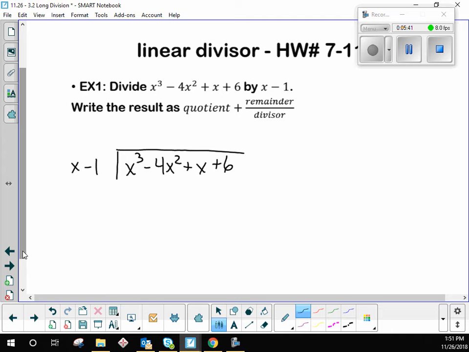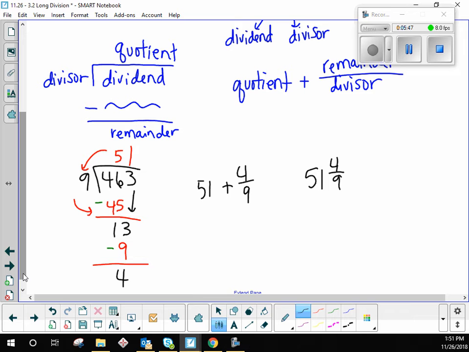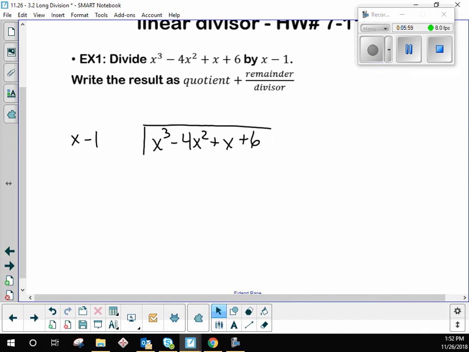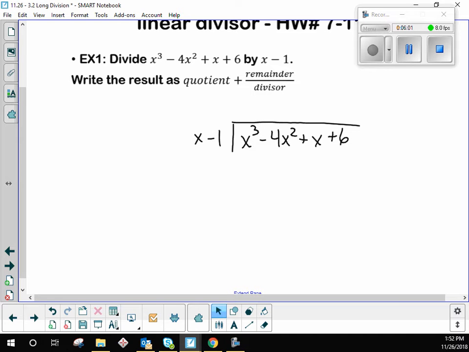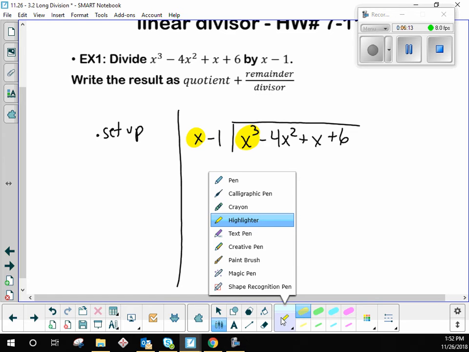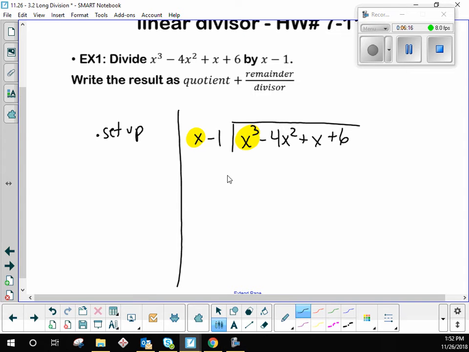Now here's the thing. When we just did this last problem, and I said 9 goes into 46 5 times, this is how that translates to the polynomial problem. What you're going to do here is look at the first terms of the divisor and the dividend. So this is my setup. Now we're going to look at the leading term here and the leading term here. I'm not going to ask you how many times does 9 go into 46. I'm going to say, how many times does x go into x cubed? What do you think you would say?